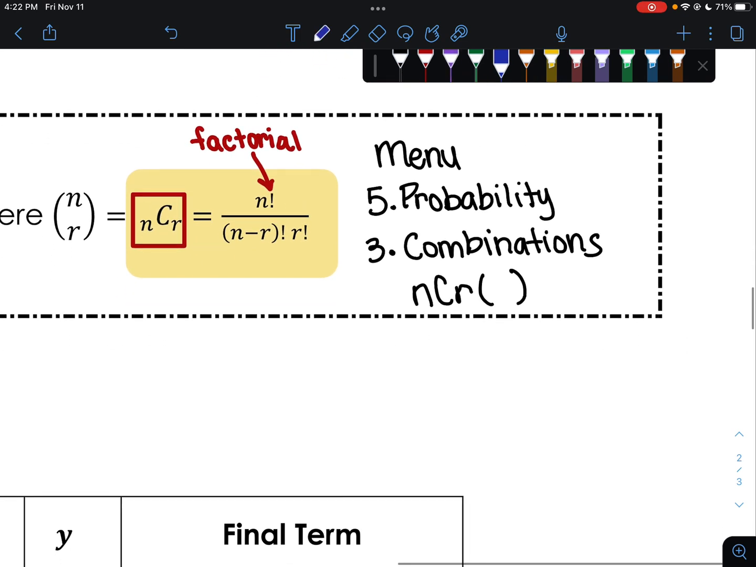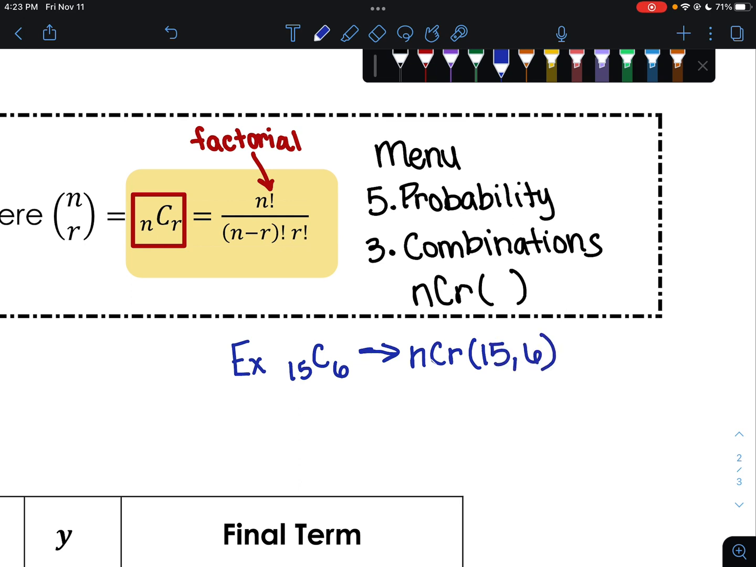So let's do an example just to see. If I wanted to do 15 choose 6, we're going to type that into our calculator to see what it equals. So in our calculator, it's going to have the NCR parentheses, then we're going to type in 15 comma 6 and press enter, and it's going to give us our answer.